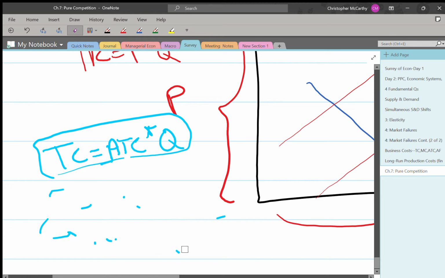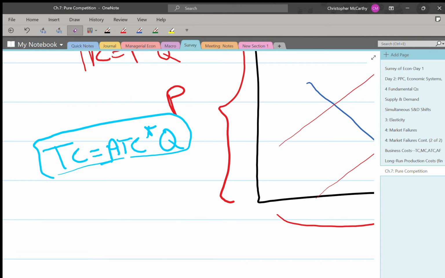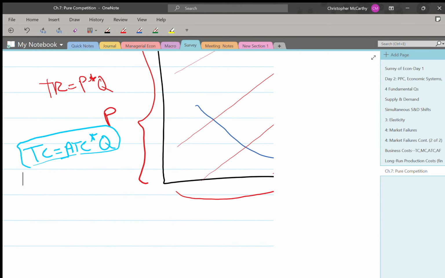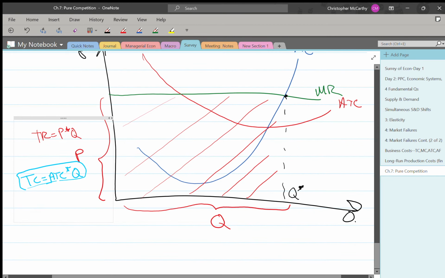You don't need to know how to get it, but for some people it helps instead of memorizing to just understand why things are the way they are, right? So total cost is our average total cost times that quantity, right? So this is the quantity. Here's my average total cost curve. So this whole rectangle here is my total cost, right?